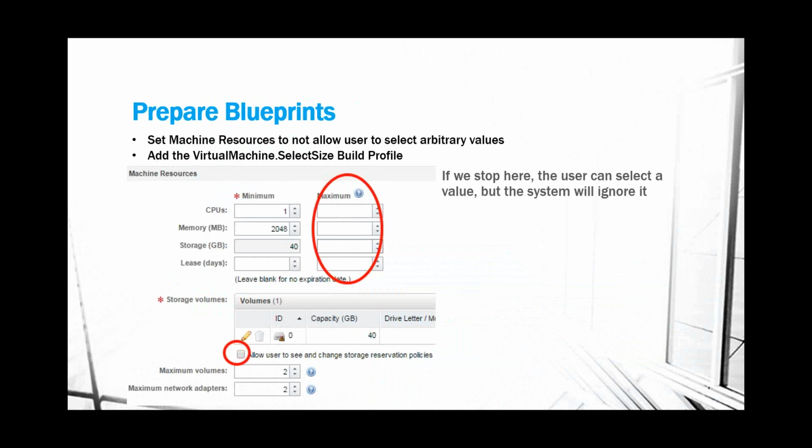Now here we are. We've made a lot of changes to the property dictionary, the attributes, the build profile, the blueprints. But if we stop here, the user will get the choice. They will actually see the drop down. They'll be able to choose an option there, but the system will completely ignore it. So to round it out, we're going to have to modify the stub workflow, and that's the next piece.